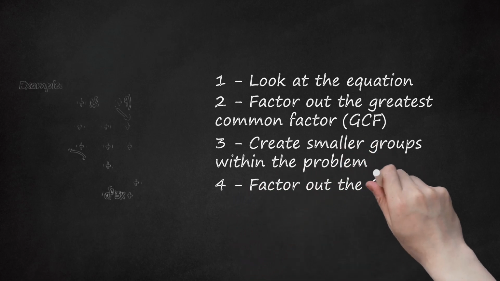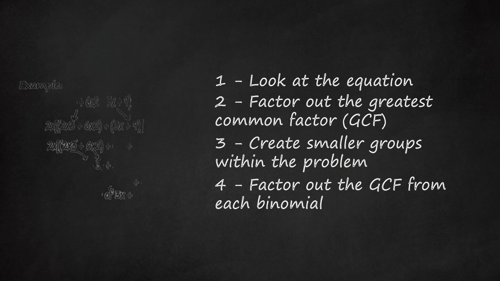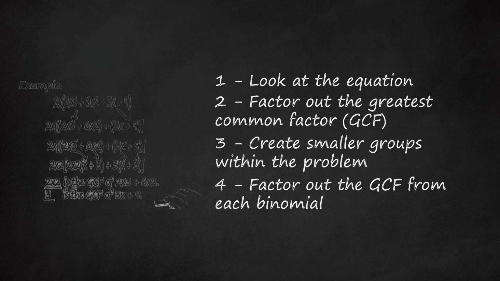4. Factor out the GCF from each binomial. Identify the GCF in each binomial pair and factor it to the outside of the pair. Rewrite the equation accordingly. At this point, you might be faced with a choice between factoring out a positive number or a negative number for the second group. Look at the signs before the second and fourth terms. When the 2 signs are the same, both positive or both negative, factor out a positive number. When the 2 signs are different, one negative and one positive, factor out a negative number.